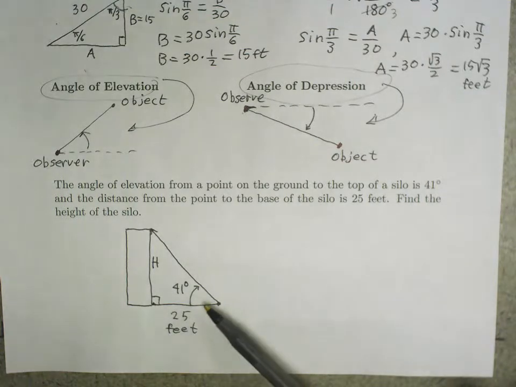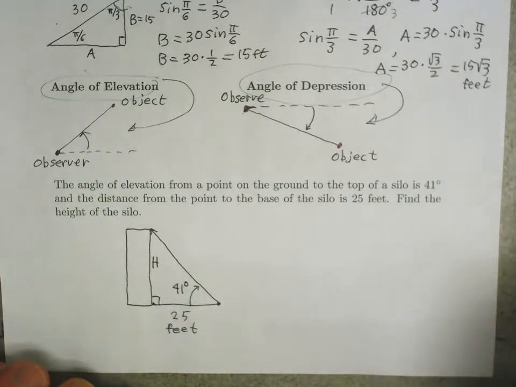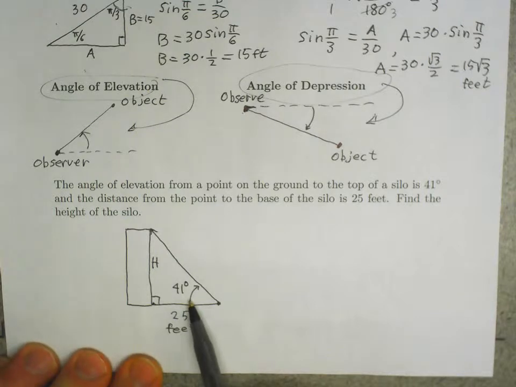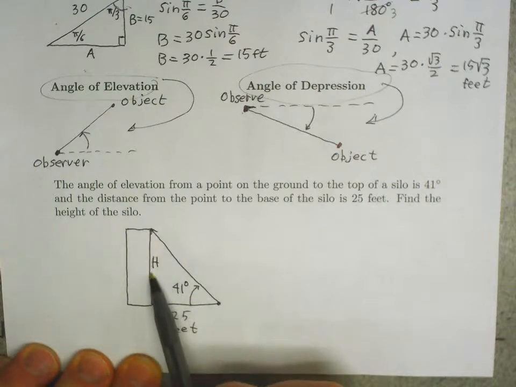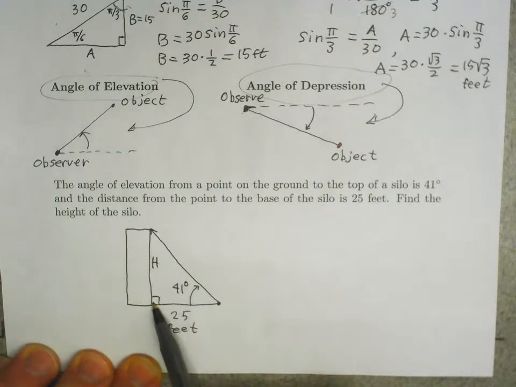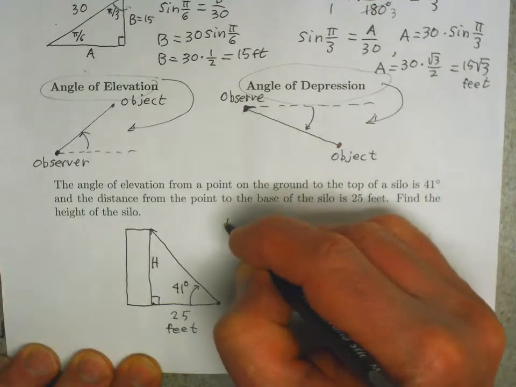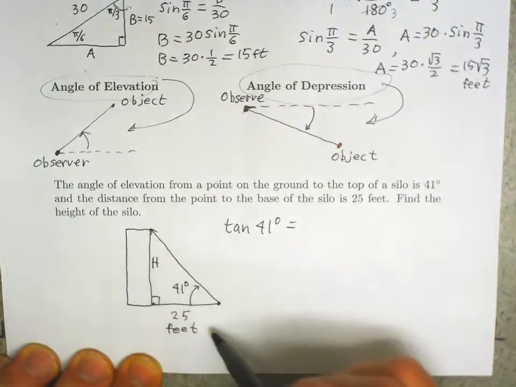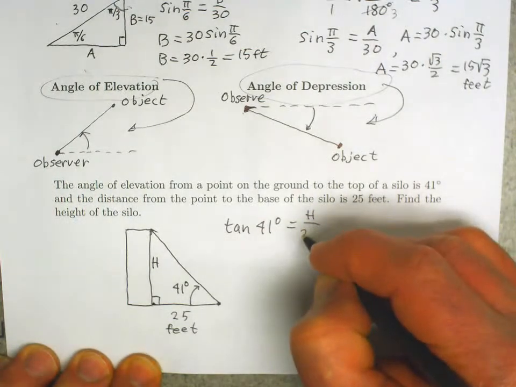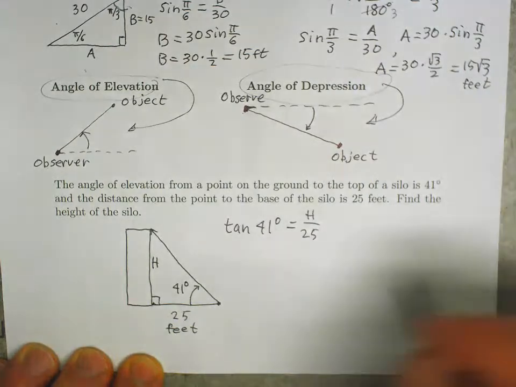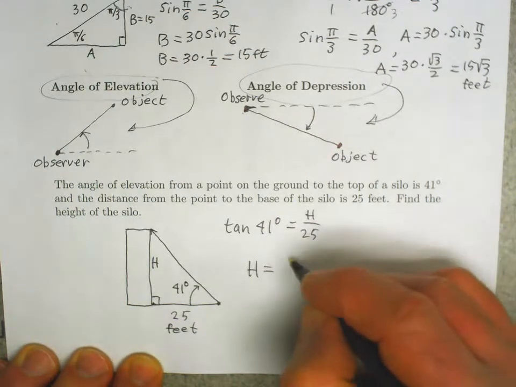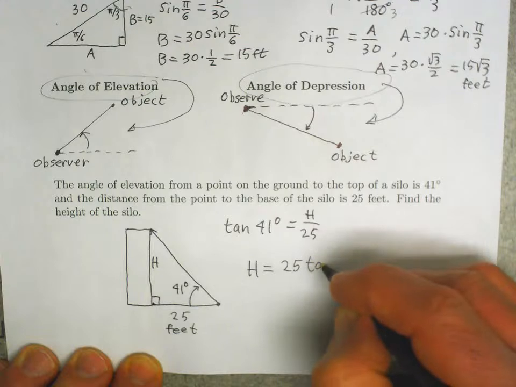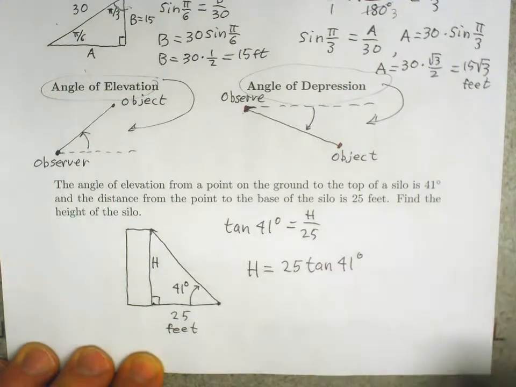So it looks like the more convenient trigonometric function to use in this case is the tangent function. The tangent of the 41 degree angle is equal to the length of the opposite side divided by the length of the adjacent side. So tangent of 41 degrees is opposite over adjacent, or h divided by 25. So h is 25 times tangent of 41 degrees.